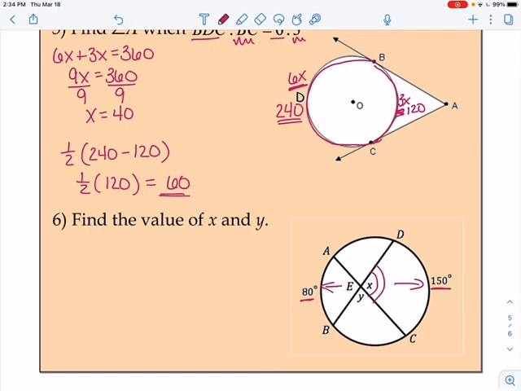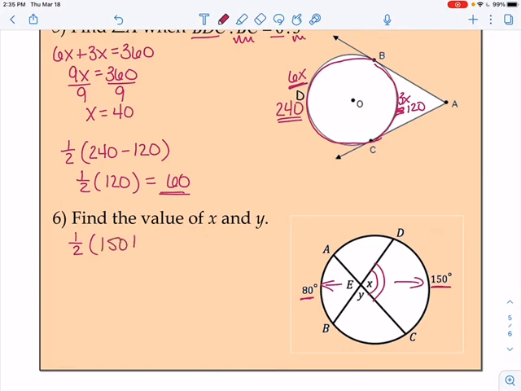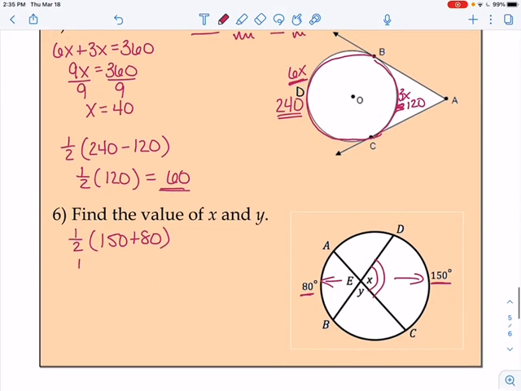Okay, so again, this time the angle is on the inside, which means it's going to be 1/2 of the sum. So we're going to do 1/2 of 150 plus 80. And 150 plus 80 is going to be 230. So we'll have 1/2 of 230. And 1/2 of 230 will end up being 115. So X is going to equal 115.